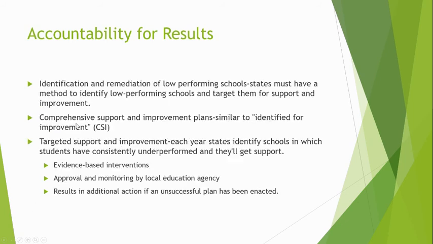Okay, so the accountability component is identification and remediation of low performing schools. States have a method of identifying them, and they must target them for support. They must help them with comprehensive support and improvement plans, which is similar to the former identified for improvement, and targeted support and improvement each year. Each year, states identify schools in which students have consistently underperformed, with evidence-based interventions, approval and monitoring, and additional action if the plan has been unsuccessful.